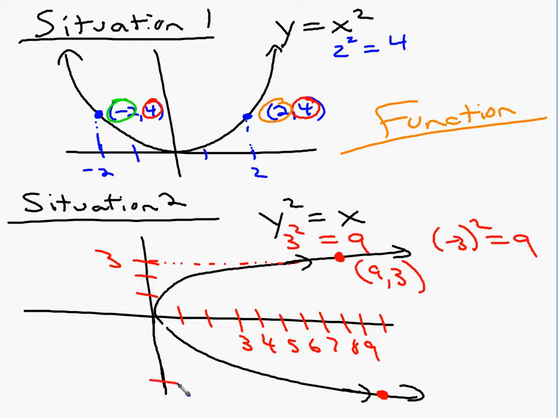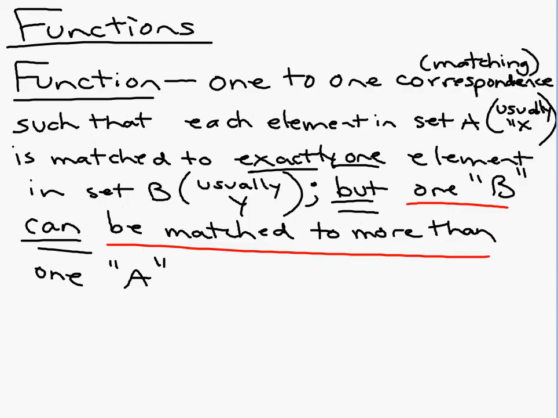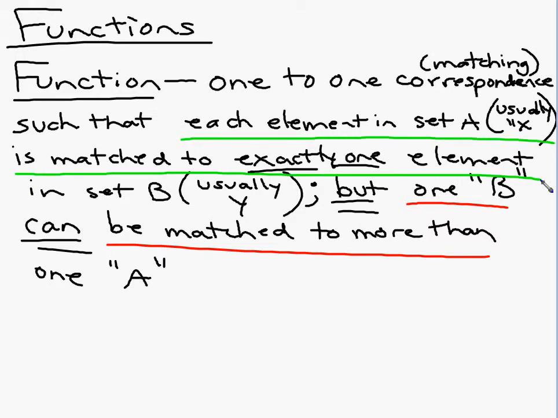Down here is negative 3. Okay? So look what this point is. This point is 9, negative 3. Well, guess what? This is a problem. This is not a function, because look at our definition again. We are supposed to have one element. Each element in set A is matched to exactly one element in set B. Well, we don't have that here.